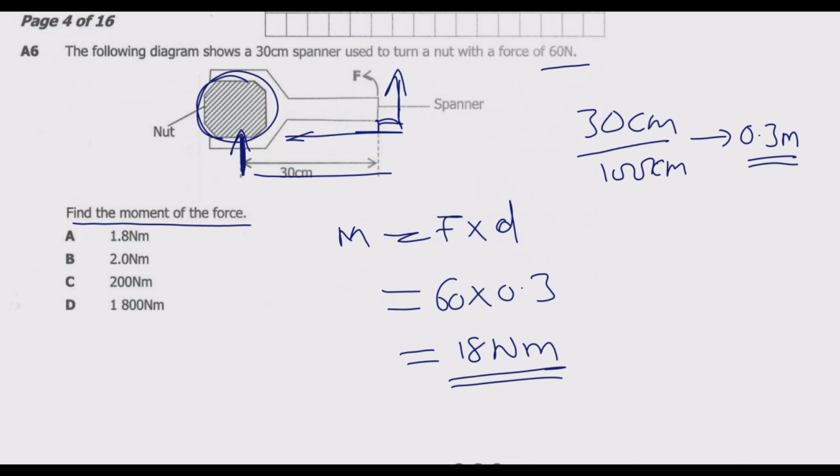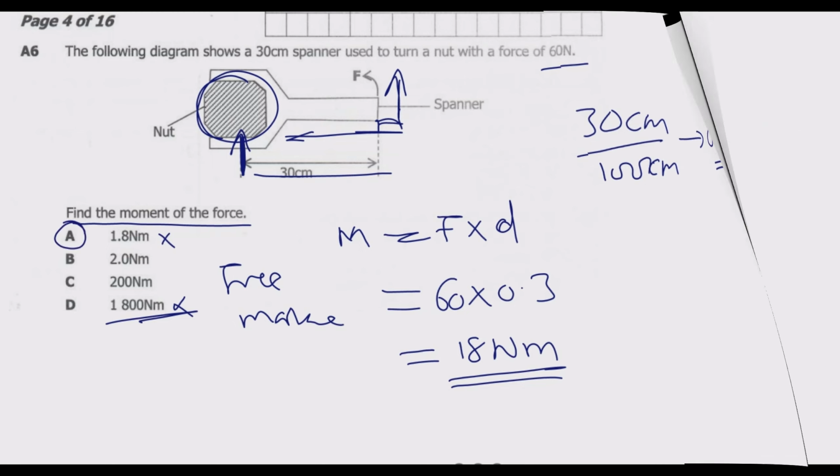If you check the answers, you notice that there is no answer. The answer is supposed to be 18, so this should be a free mark. This option is 1800, which is not correct. Then this is 1.8, which is also not correct. If you were to guess, the closest is A, but there is no correct answer. This is a free mark.